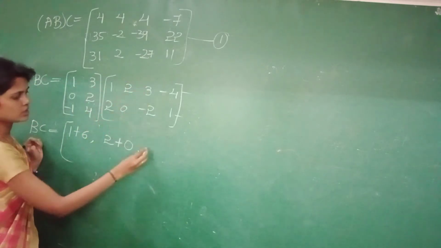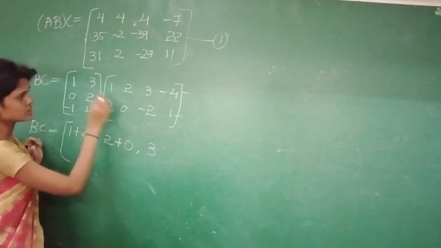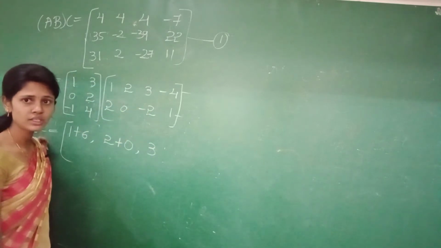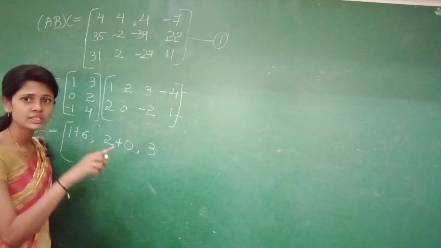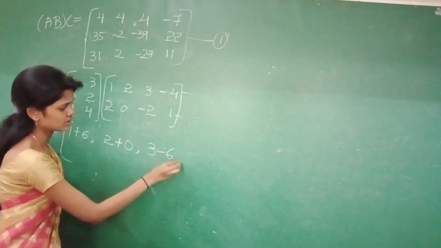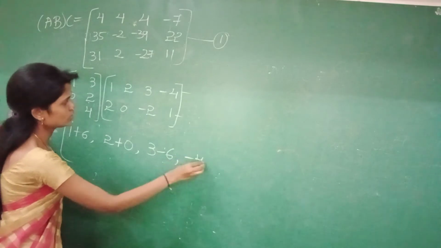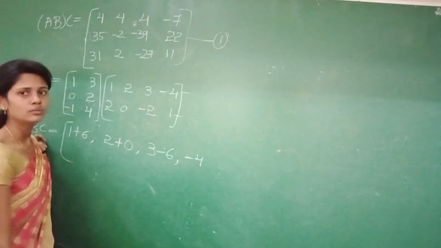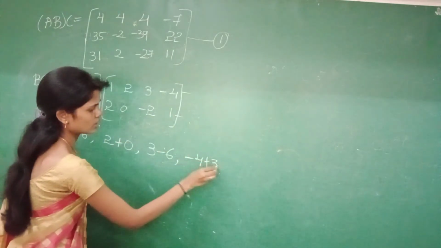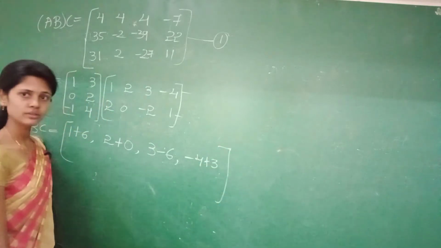1 into 3, 3, plus 3 into minus 2, it is minus 6. So plus into minus, minus 3 minus 6. 1 into minus 4, minus 4. 3 into 1, plus 3. So minus 4 plus 3, right?